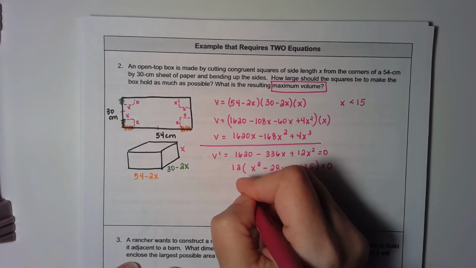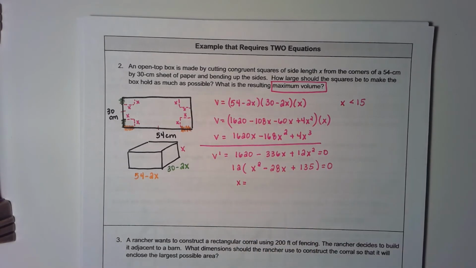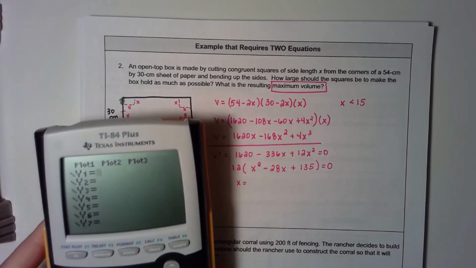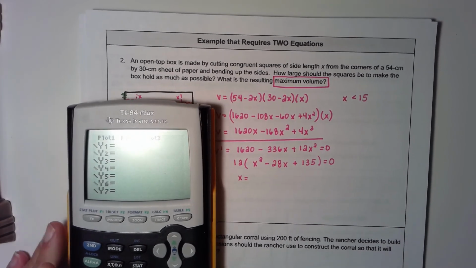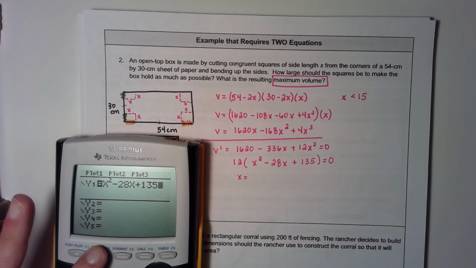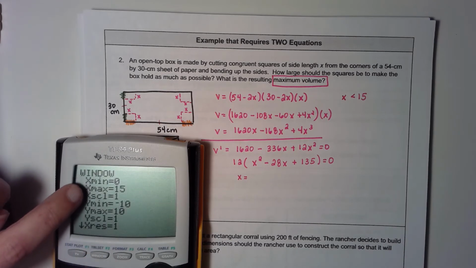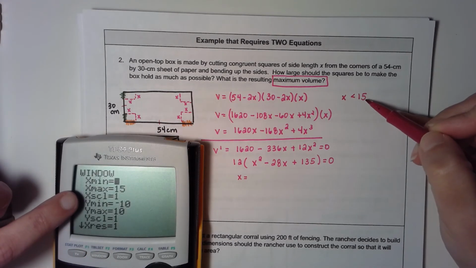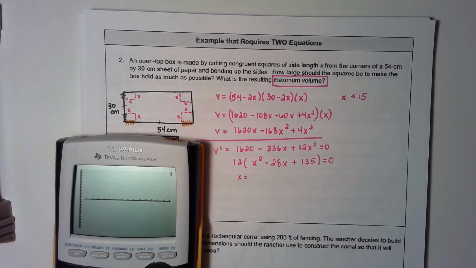Now, the quadratic formula says that we would do negative b plus or minus the square root of b squared minus 4ac all over 2a. However, because of the way that this one works out, I'm going to use a calculator for this. And another strategy you could use would be to graph this and find the zeros. So I would have x squared minus 28x plus 135. I'm going to go to my window and set my x values to be between 0 and 15 because we know that our x should be between 0 and 15. And I'm going to go to my graph.